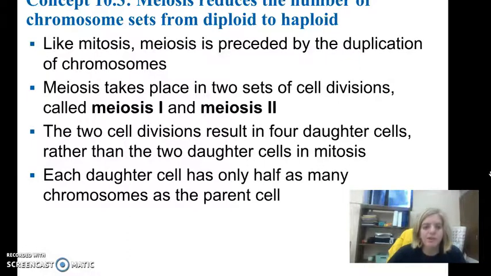Similar to mitosis, in meiosis, beforehand, when the cells are getting ready, the chromosomes are duplicated. But what ends up happening in meiosis is that there are two consecutive cell divisions, meiosis 1 and meiosis 2. At the end, when you finish meiosis 2, you end up with 4 daughter cells, and each of those cells will only have half as many chromosomes as the parent cell.